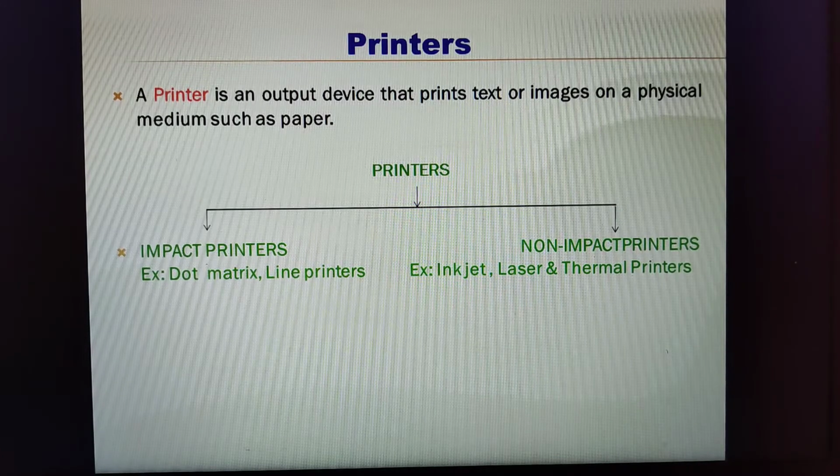Therefore they are very noisy. But these impact printers are very robust, in the sense they are very strong. The failures will be very few. The problems which may occur for the printers are very negligible compared to the non-impact printers. So they are very robust and very low cost. Therefore they are extensively used in bulk printing.